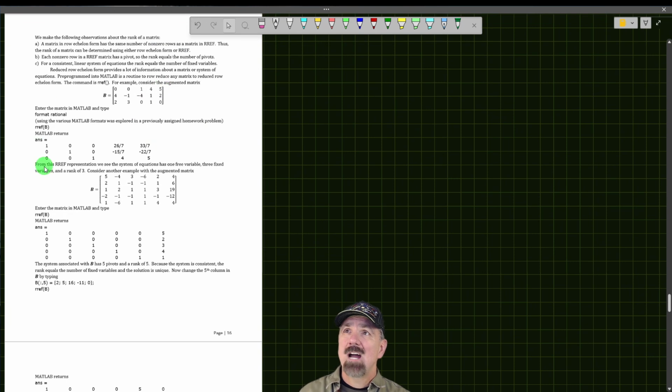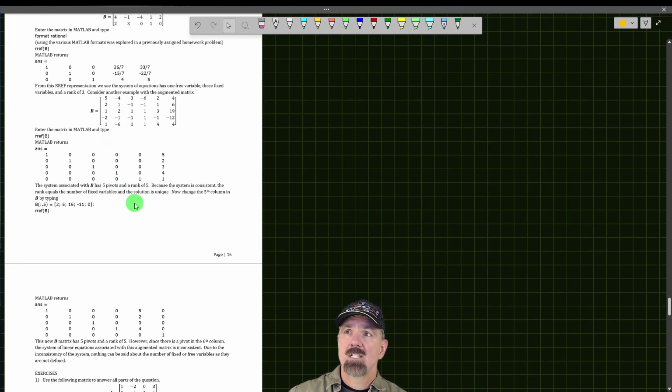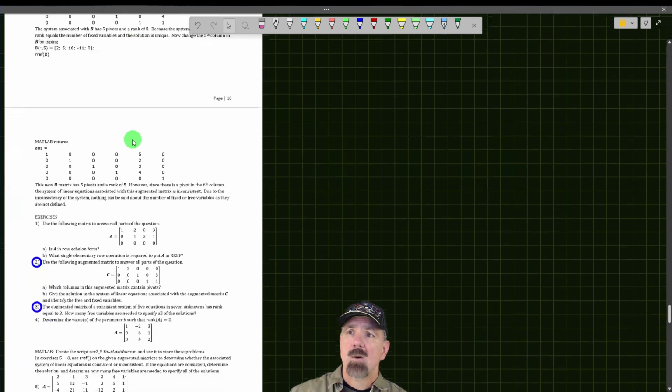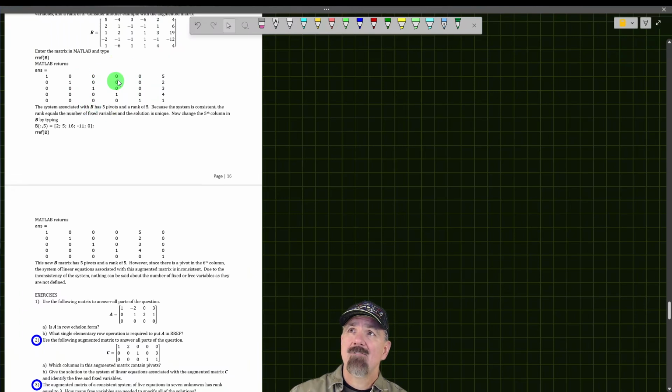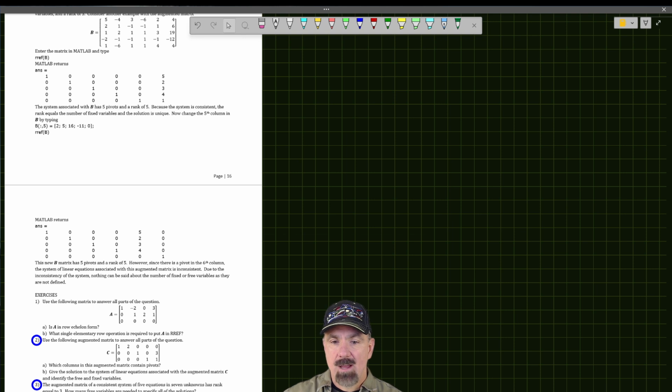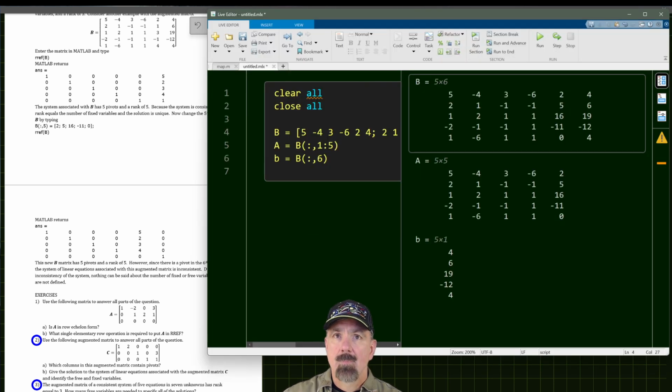All right, so down here, we have a conversation with an example. I'm going to leave you to read this page 16 here. What we're going to focus on is what happens when we modify this B matrix here so that we end up with this RREF. Let me jump over to MATLAB and show you how this is going to work out.